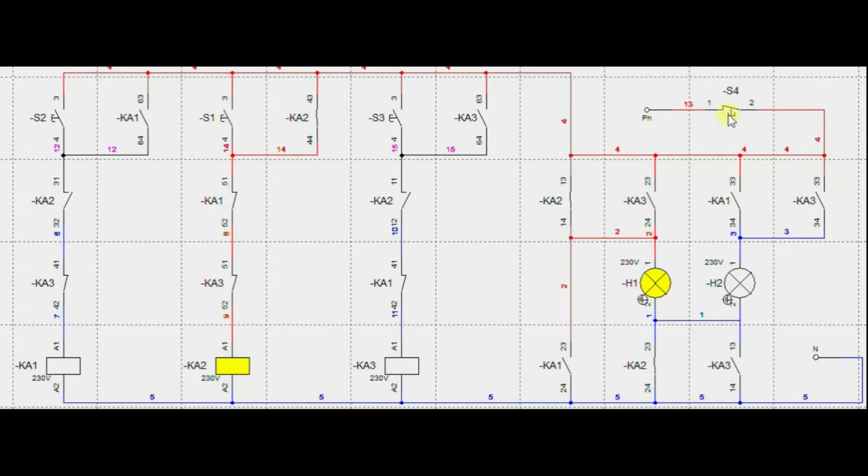So you put it off. Once it's off, now we can move to maximum temperature. We put these two lamps connected in parallel. This is it. You can see that these two lamps are connected in parallel.